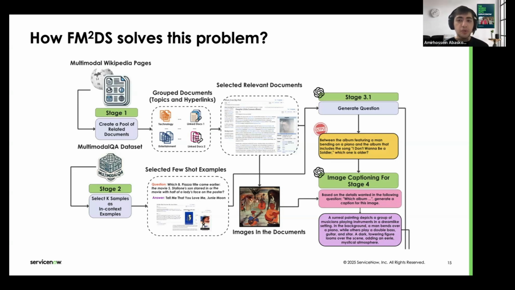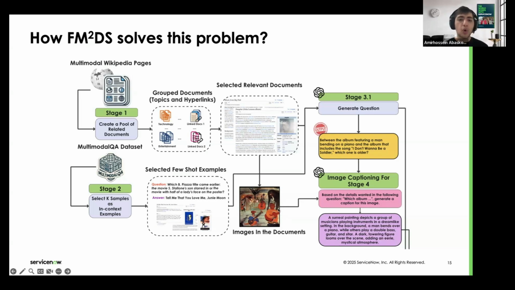And in stage 3.1, we generate the question. The question generated here, based on the few-shot example and the selected relevant documents, is this: between the album featuring a man bending on a piano and the album that includes the song I Don't Want to Be a Soldier, which one is older? The image mentioned here is also included in this part. So we have an additional step, which we use in stage 4.